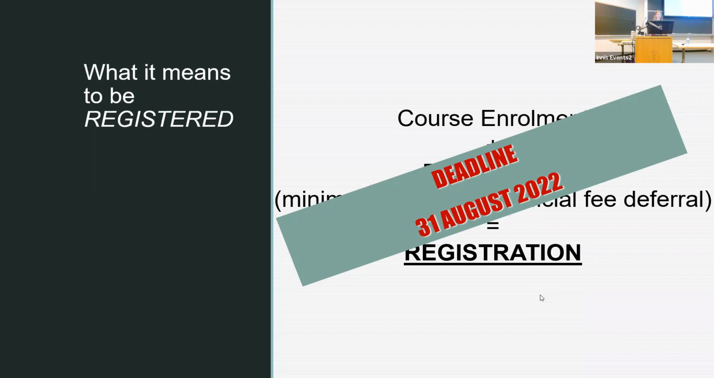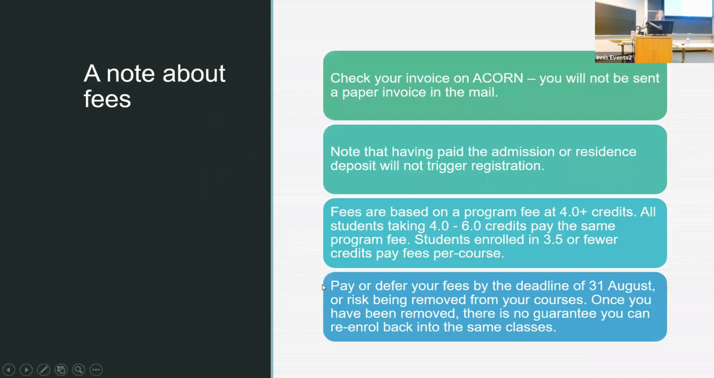Okay. So note about fees, check your invoice on Acorn. There'll be no paper invoice that's mailed to your mailbox. Note that if you've paid an admission deposit or a residence fee, it won't trigger registration. You actually have to pay your tuition fee.